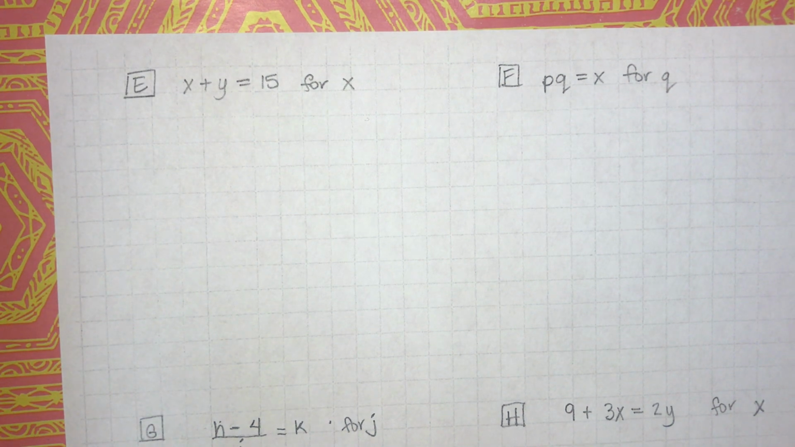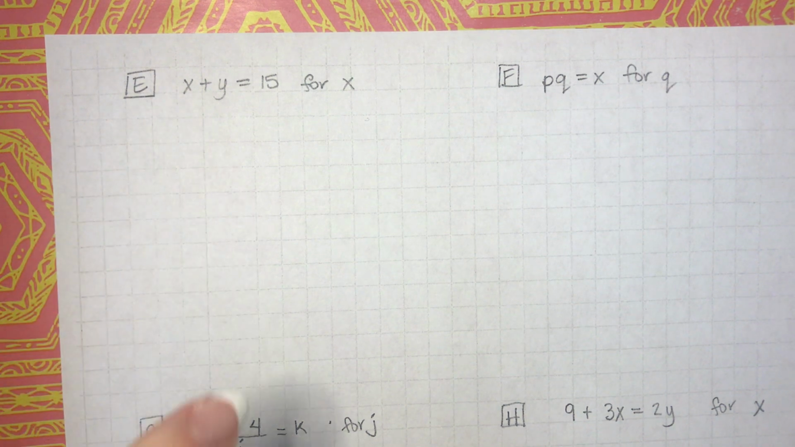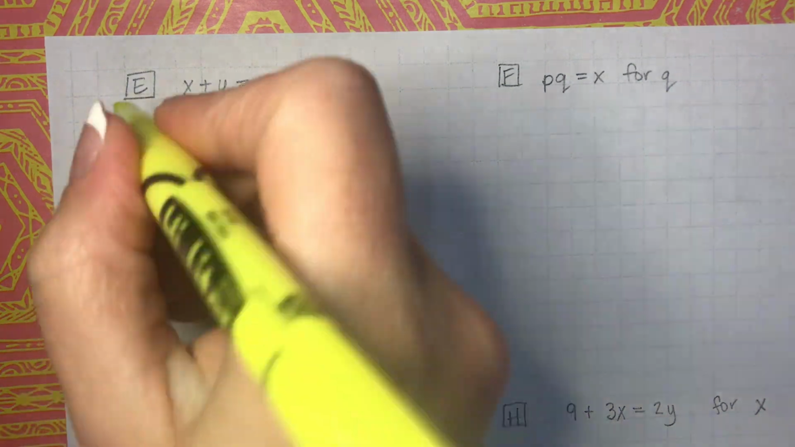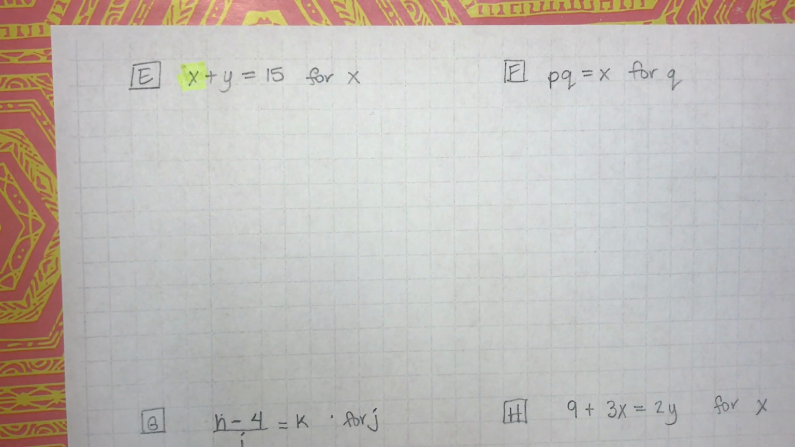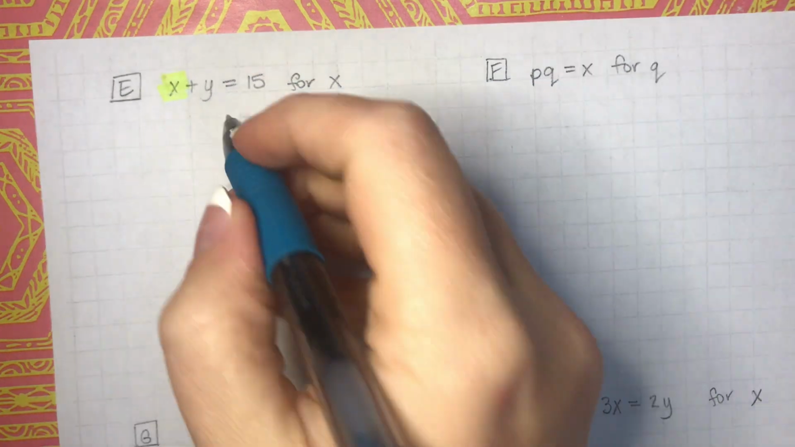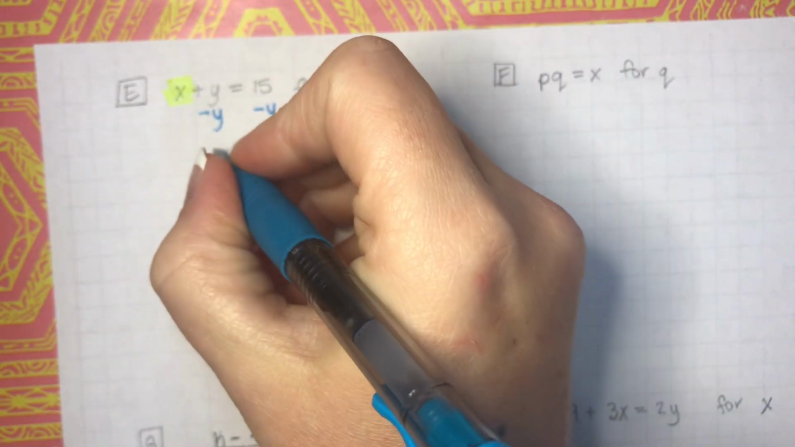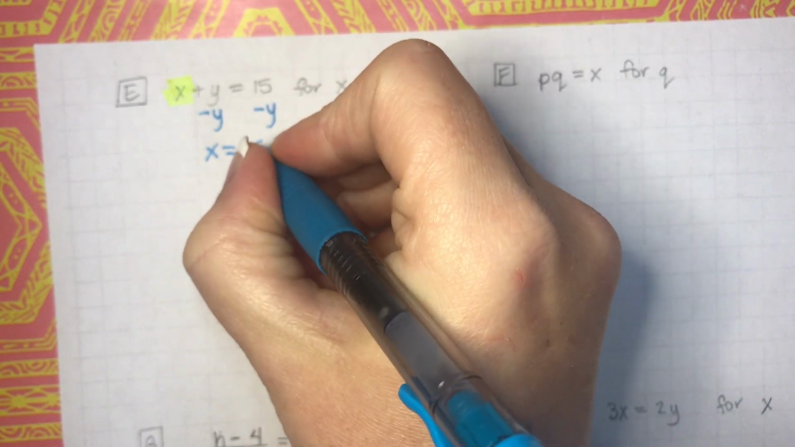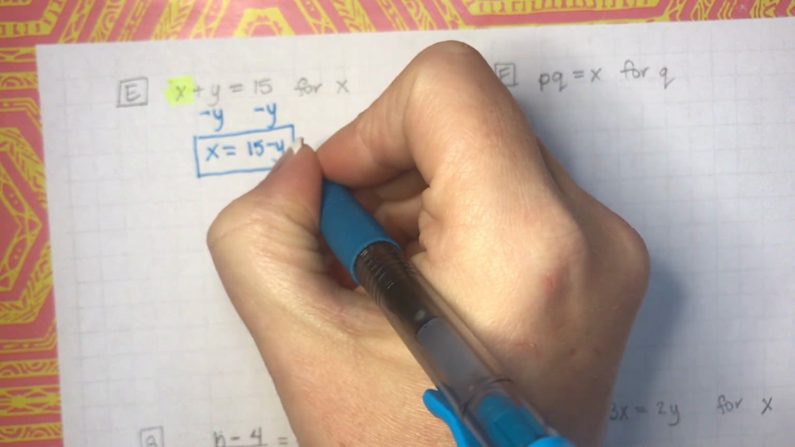All right, we're back. Let's go ahead. E, let's see how you did. X plus y equals 15 for x. So where's my variable? My variable is right here. So I need to isolate it. I need to get it by itself. In order to do that, I'm going to do the inverse operations. What's around x? The inverse operation of adding y would be to subtract y from both sides. And what we're left with is x equals 15 minus y. And that's our answer. Were you able to get that?